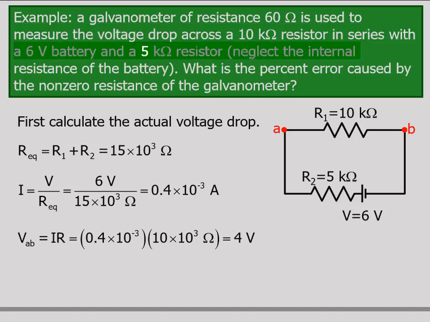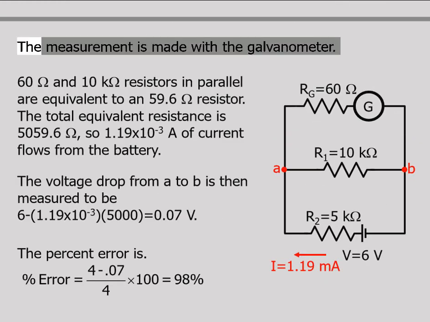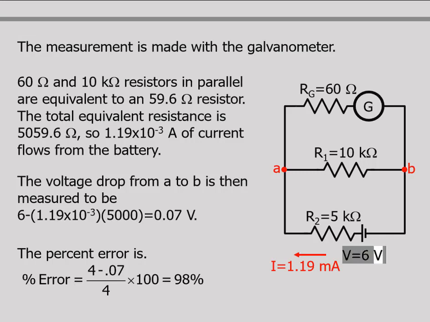a 6V battery and a 5K resistor. Neglect the internal resistance of the battery. What is the percent error caused by the non-zero resistance of the galvanometer? The measurement is made with the galvanometer. V equals 6 V, R1 equals 10K, R2 equals 5K, R_G equals 60.